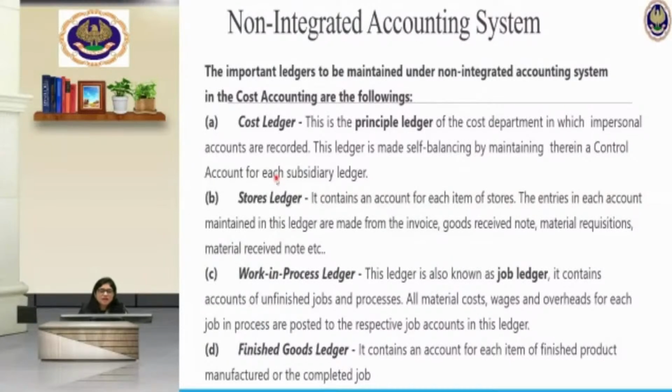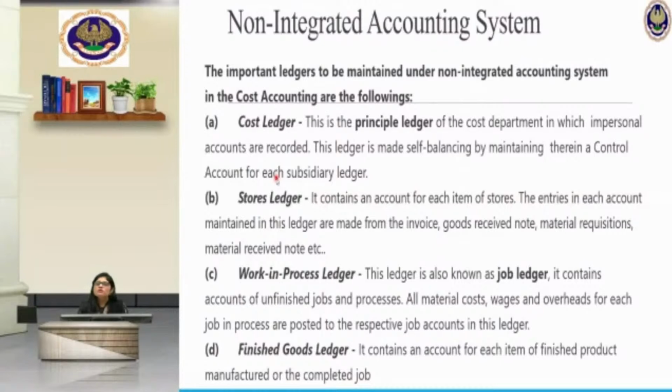It contains accounts of unfinished jobs and processes. So whatever manufacturing is happening on a product or a job, every manufacturing, cost accounting records will only focus on manufacturing or production or the factory expenses. Anything which is non-factory, non-production will not be recorded in the cost accounting records. Clear? Meaning thereby, if let us say we are taking any loan, so we are paying interest on loan. That is a financial expense. That is not a cost expense.